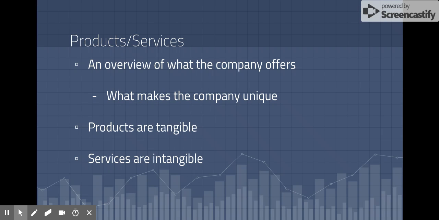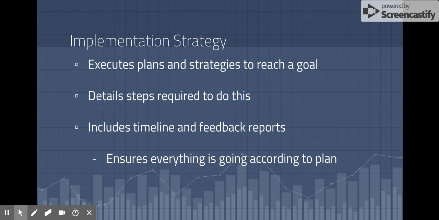After the market comes the products and services component. This is an overview of what the company offers. It is really what makes the company unique and special. Now, a product is something tangible, whereas a service is something intangible. So for example, an iPhone would be a tangible good or product, whereas a haircut would be something that is intangible.